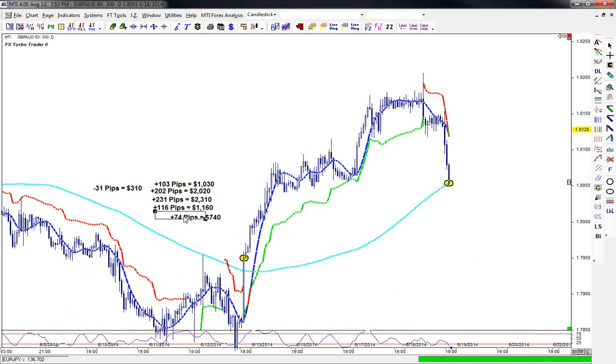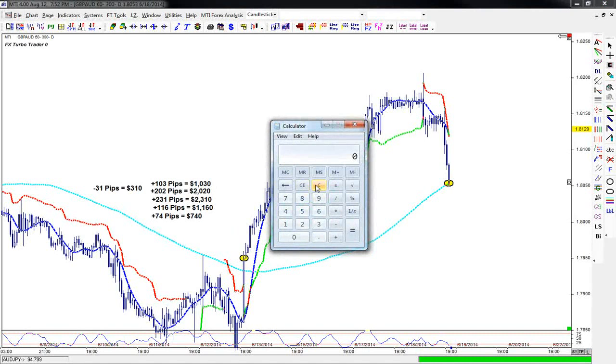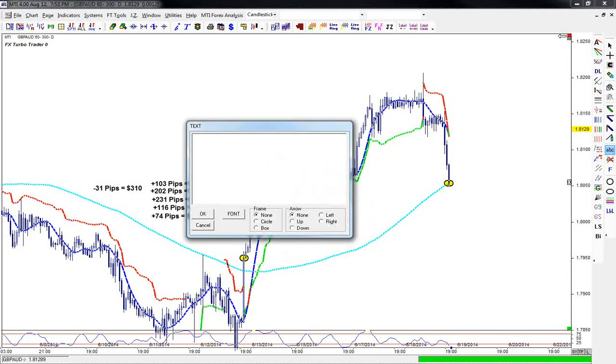So at this point, what I want to do is this. Let's take a look real quick. Based on 6 weeks of trading, let's see where we're at right now. Fair enough? We're up 1,030 plus 2,020 plus 2,310 plus 1,160 plus 740 is 7,260 minus our loss of 310, $6,950. So we're up $6,950 profit in 6 weeks' time.